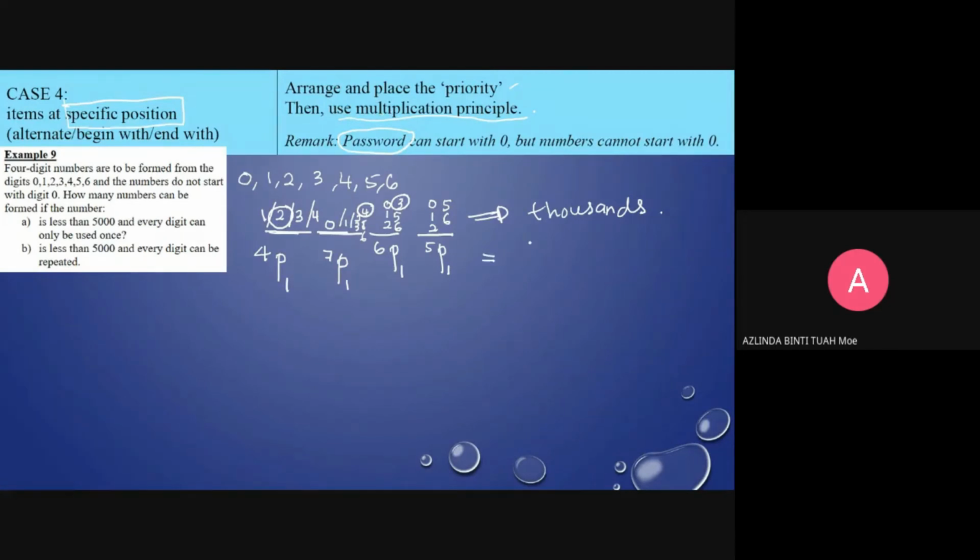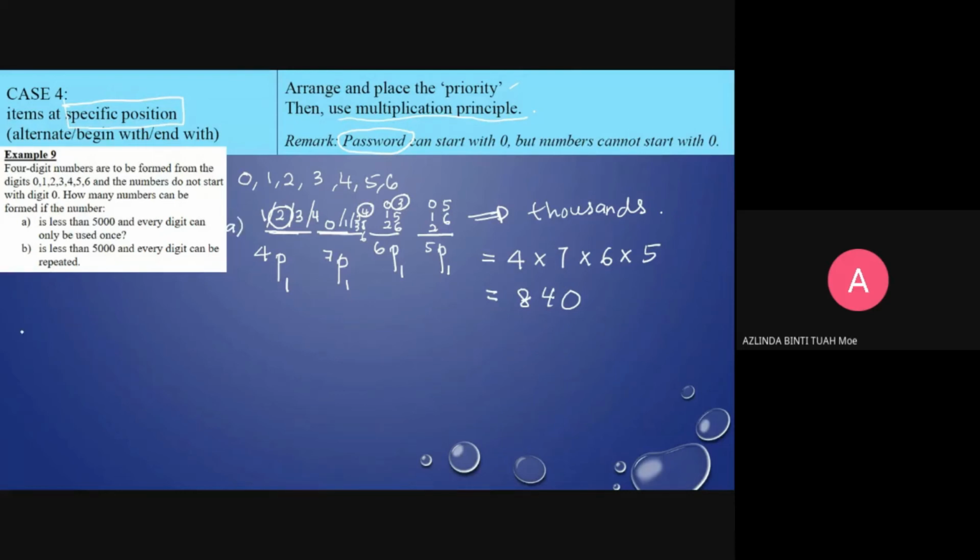So calculation dia akan jadi 4 times 7 times 6 times 5. What is the answer here? Saya nak panggil ni. Ain BP33. Berapa? 840. 840, betul? Yeah. Okay, thank you.